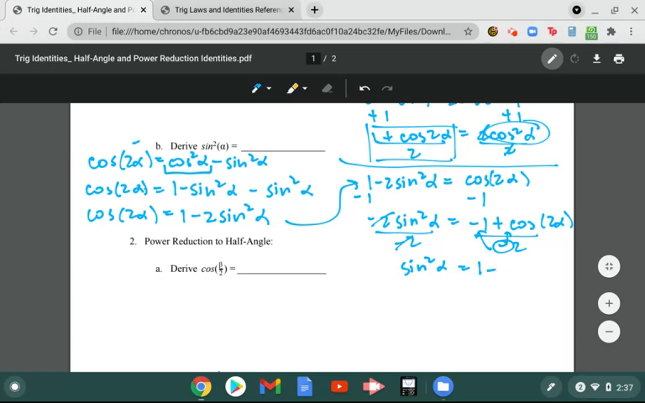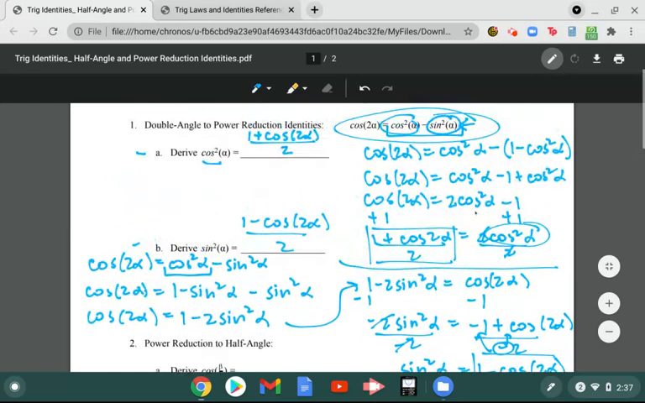1 minus cosine 2 alpha divided by 2. There's our formula. Let's go ahead and put that up on the formula line. So 1 minus cosine 2 alpha divided by 2.